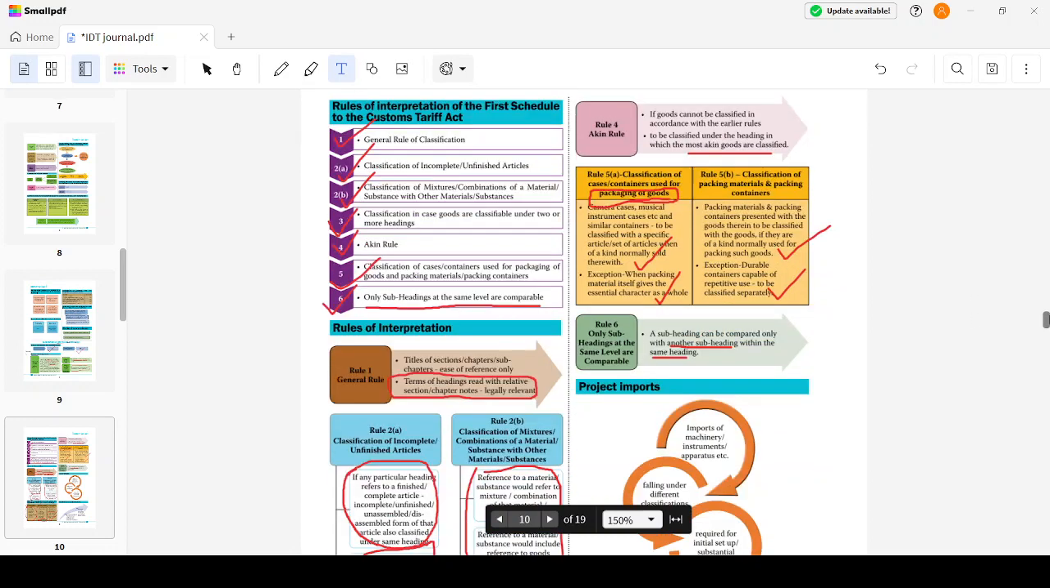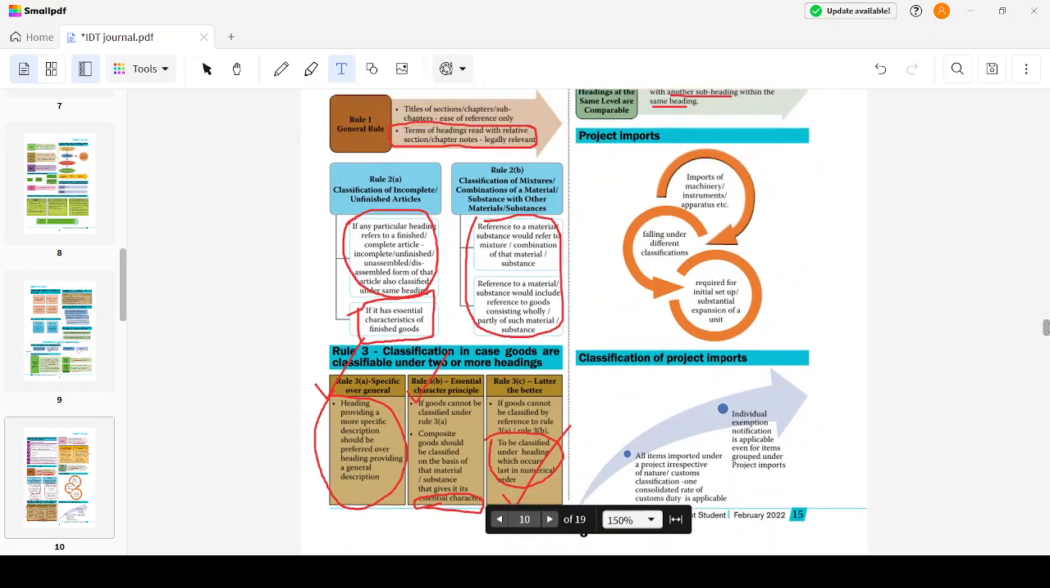Then let's move on to the project import. What does project import mean? It means import of machinery or instruments or any apparatus, falling in a different classification, required for the initial setup or substantial expansion of a unit, which is required for a particular setup. I'm going to get it separately. Unassembled parts, I'm going to get them separately, but all things are going to be used for one particular project as a whole. Then they'll be known as project import.